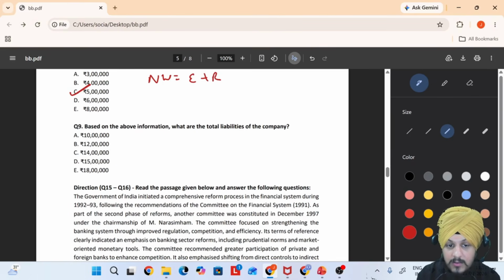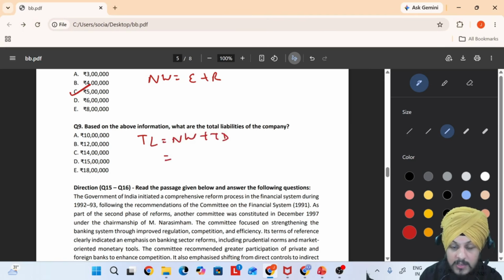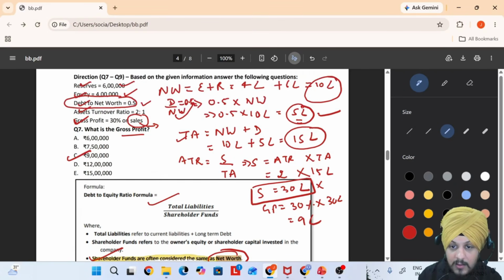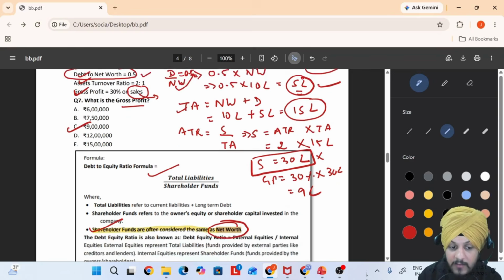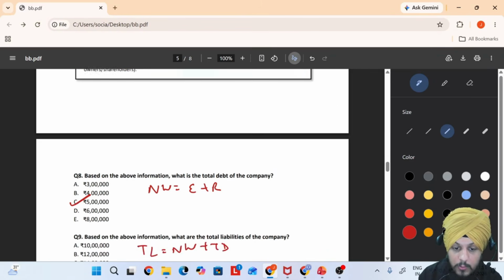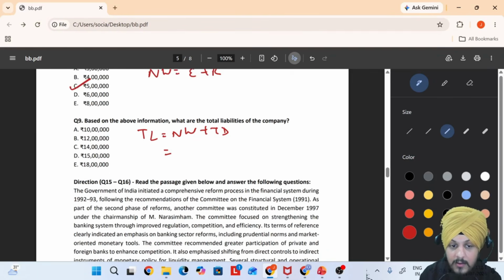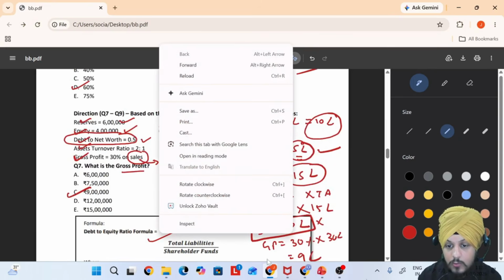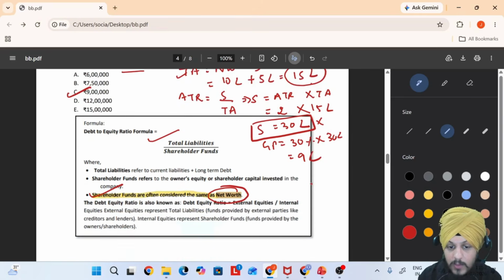Then question number 9: based on the above information, what are the total liabilities of the company, right? What is the formula for total liabilities? Total liabilities is net worth plus total debt. Net worth, I think, was 10 lakh. Yes, it was 10 lakh. And total debt is 5 lakh, right? So total liabilities is going to be 10 lakh plus 5 lakh, which is 15 lakh, right? So 15 lakh is going to be the answer to this question. This is also equal to the total assets in the balance sheet, because total asset was also 15 lakh, right? So that is why C is going to be the answer.